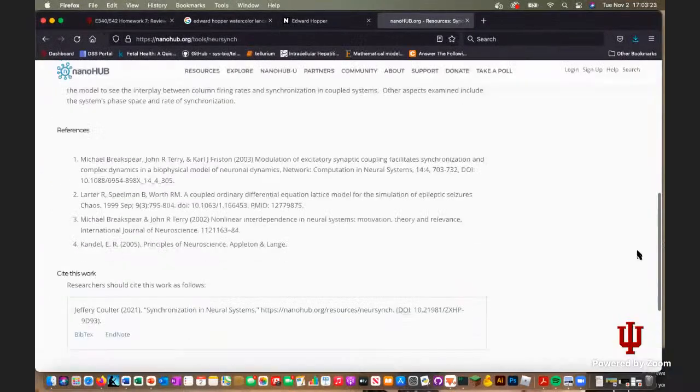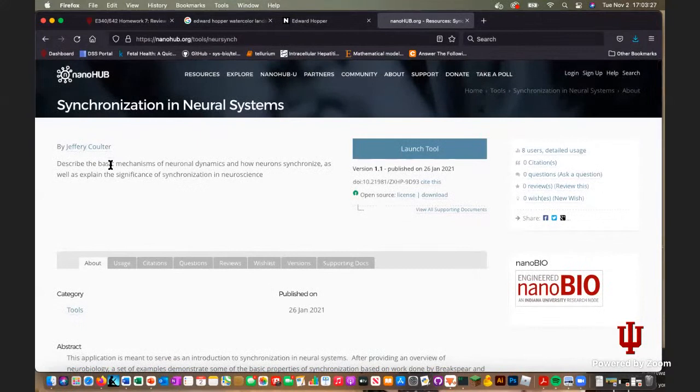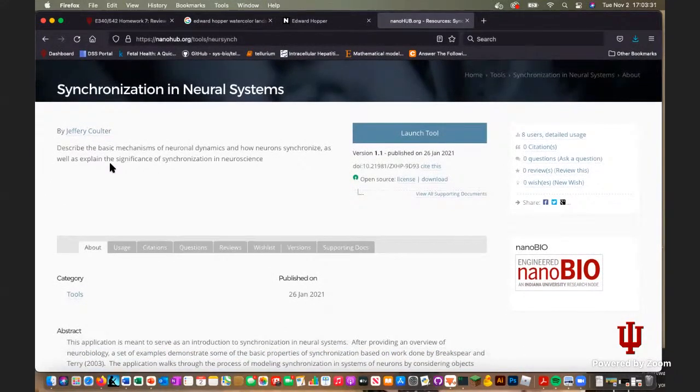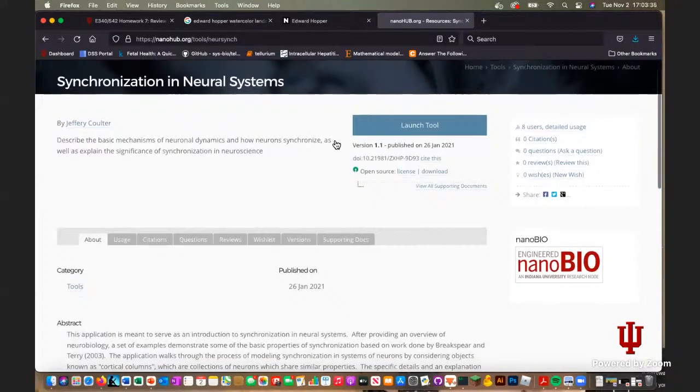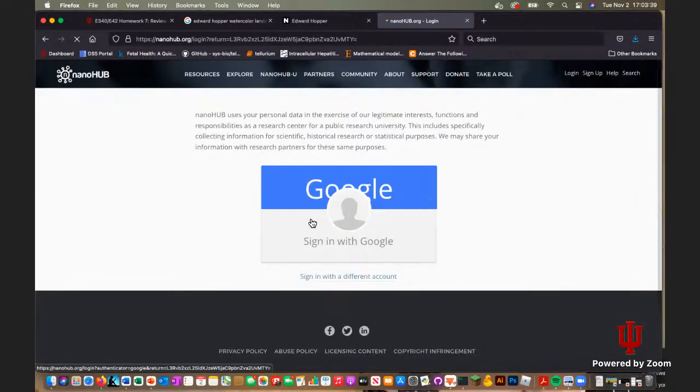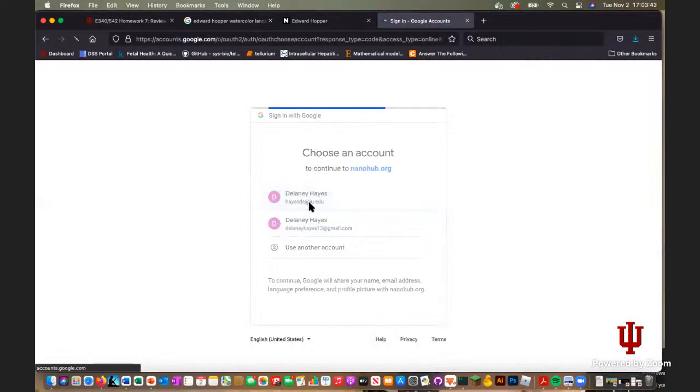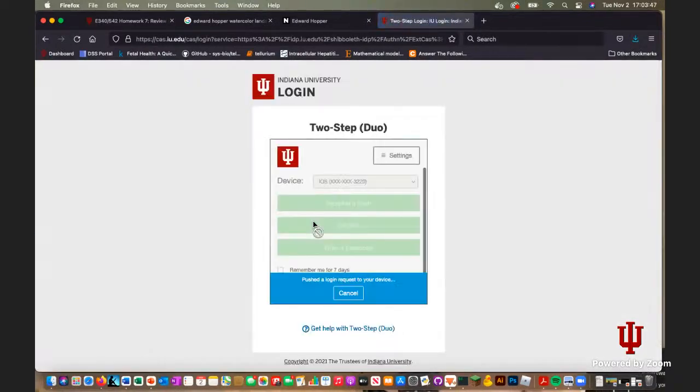Okay, I can share screen. So, my existing project was on synchronization in neural systems. And this occurs when the neurons are firing at the same time in two different individuals. And he does a great job in here. I'll pull up the actual web page.